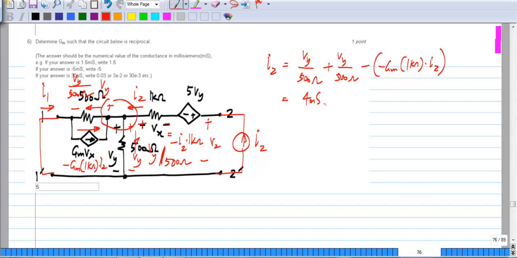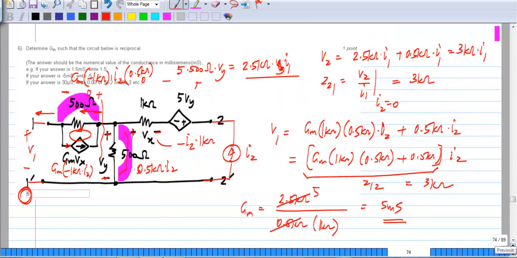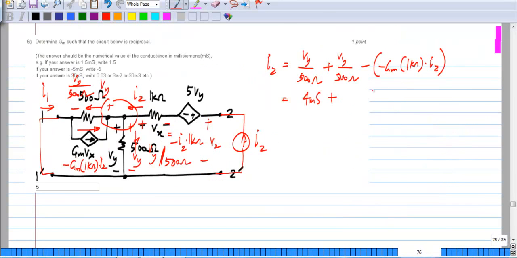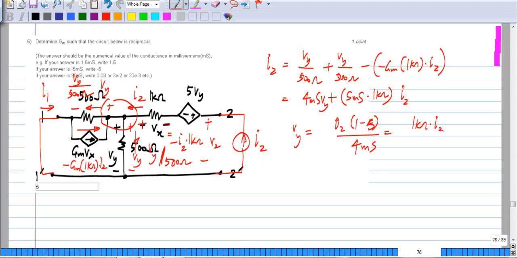So this whole thing gives you 4 millisiemens times Vy, plus Gm times 1 kilo ohm times I2, and we know that Gm is 5 millisiemens, so 5 millisiemens times 1 kilo ohm times I2. So now we take it to the other side and we'll find that Vy is I2 times (1 minus 5) divided by 4 millisiemens, or minus 1 kilo ohm times I2.